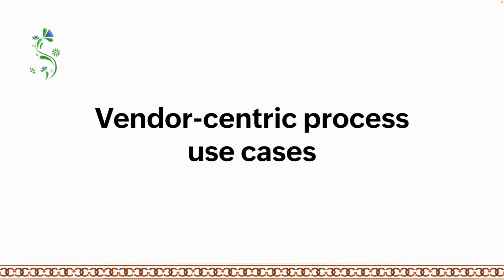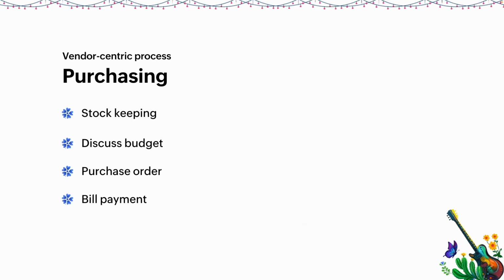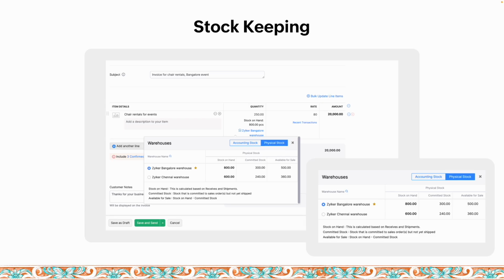So coming to the vendor-centric process, we saw the customer portal. Now let's look at the vendor portal that we have. So let's look at the purchase process. Generally, we'll see the warehouse team checks what the stock keeping levels are that is available. So we'll look at the process where the warehouse team is checking what stocks are available and how they go about making the purchase process.